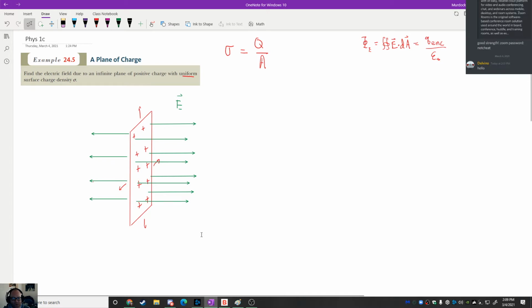So our goal is to find the electric field of this kind of system. And we're going to do so by using Gauss's law. And after drawing the electric field lines, what's the next step that I said last time we would do to solve this?